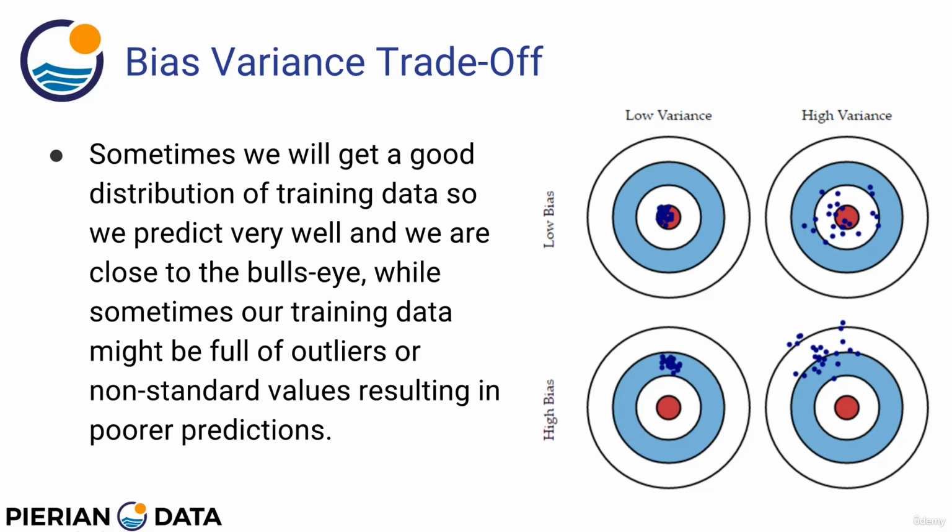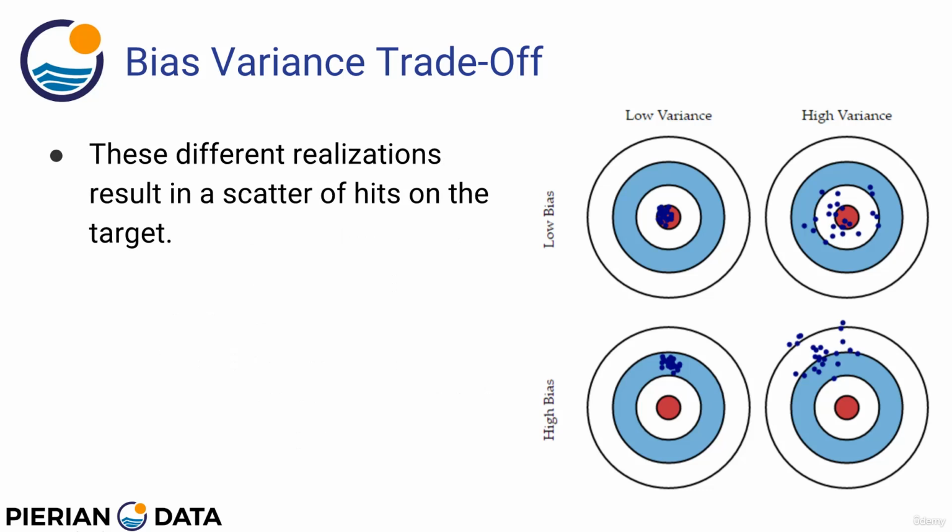Sometimes we will get a good distribution of training data, so we predict very well and we are close to the bullseye, while sometimes our training data might be full of outliers or non-standard values, resulting in poorer predictions. And these different realizations result in a scatter of hits on the target. What we're aiming for is something with a low bias and low variance, but realistically what you'll have to do is trade off variance for bias.